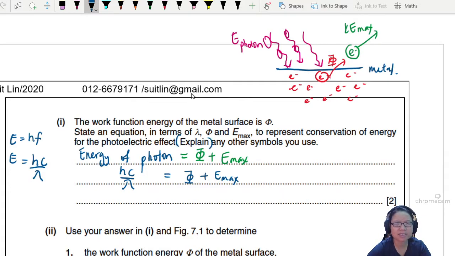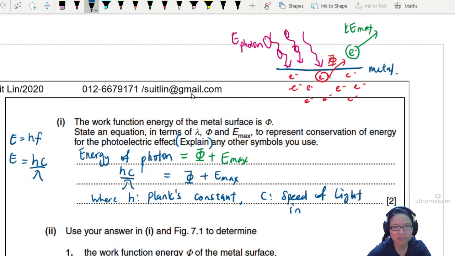So if I want to explain the symbol, I will just say where h is the Planck's constant, and c is the speed of light. I want to be very specific, this is in vacuum. But don't worry, in air, the speed of light is very close to that in vacuum.